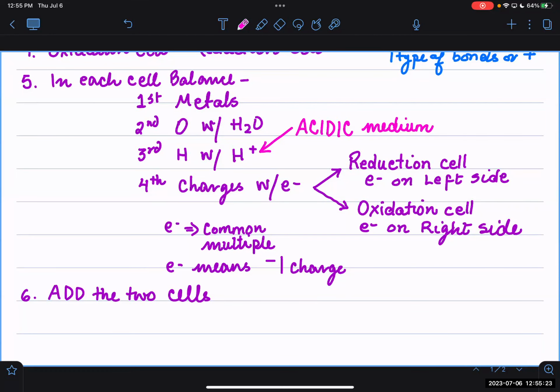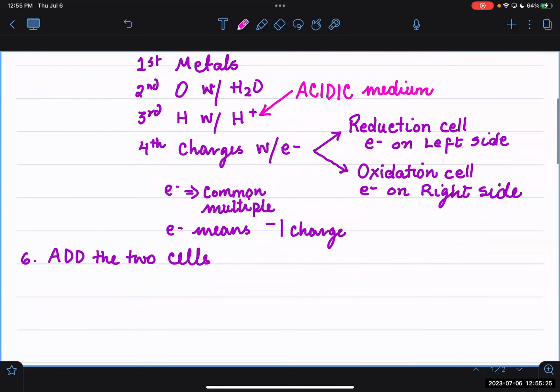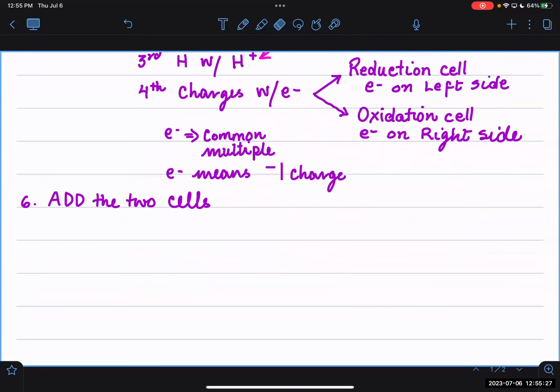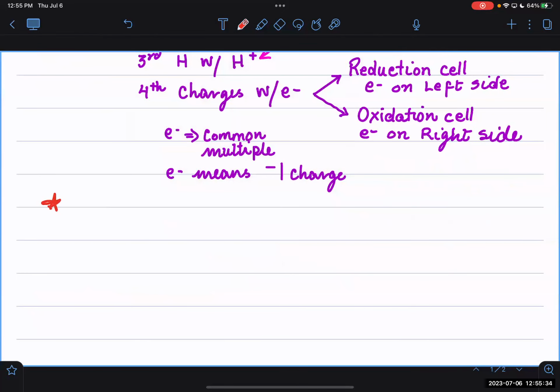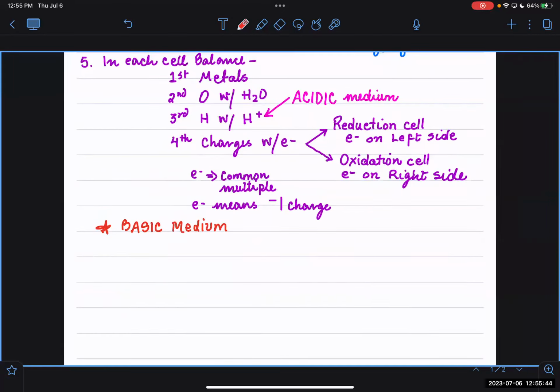So that suffices. But in the case the reaction is occurring in a basic medium, then what do you do? In that case, obviously you are going to add the OH- on both sides.